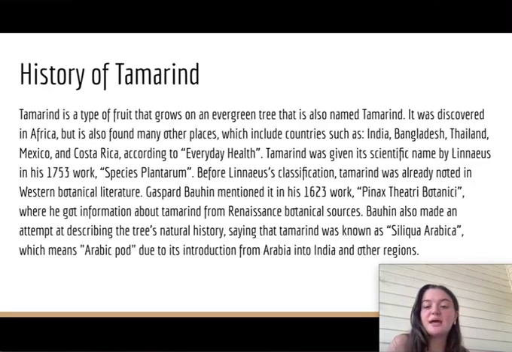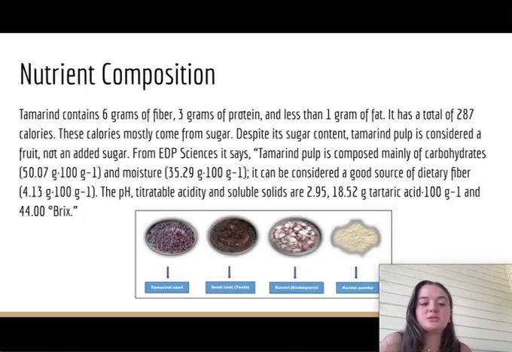Tamarind was given its specific or scientific name by Linnaeus in his 1753 work. Before Linnaeus' classification, tamarind was already noted in Western botanical literature. Gaspard mentioned it in his 1623 work, where he got information about tamarind from Renaissance botanical sources. He also made an attempt at describing the tree's natural history, saying that tamarind is known as Siliqua arabica, which means Arabic pod, due to its introduction from Arabia into India and other regions.